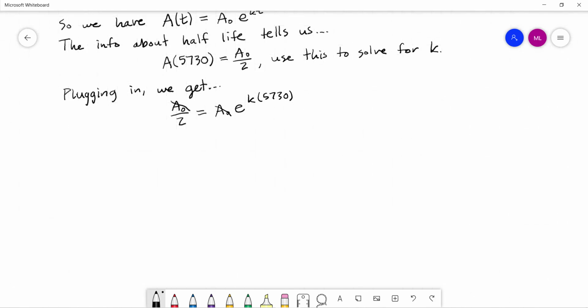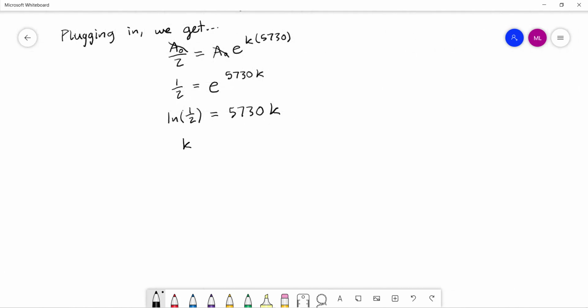So let's solve for k. Right now I have that 1/2 equals e to the 5,730k. Let's get rid of the exponential. To do that, I need to take the natural log of both sides. So the natural log of 1/2 is equal to, on the right-hand side, when I take the natural log of that, it'll cancel the e, and I'll just be left with 5,730k. To solve for k, I simply need to divide both sides by that 5,730. I'm going to get the natural log of 1/2 divided by 5,730. So there's our value of k.